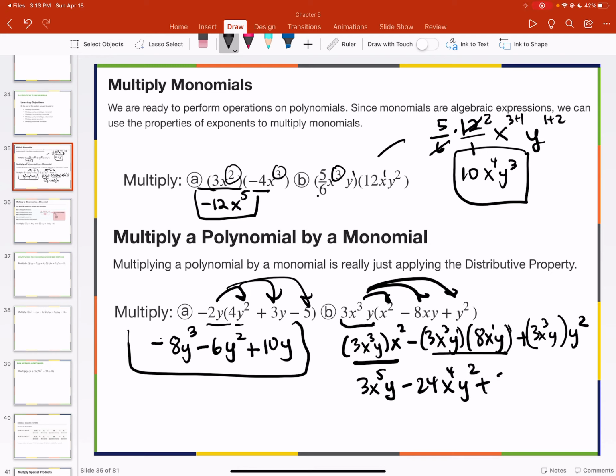Then the last term, it's 3, then we have x cubed and then y cubed. That's it. Not too bad.